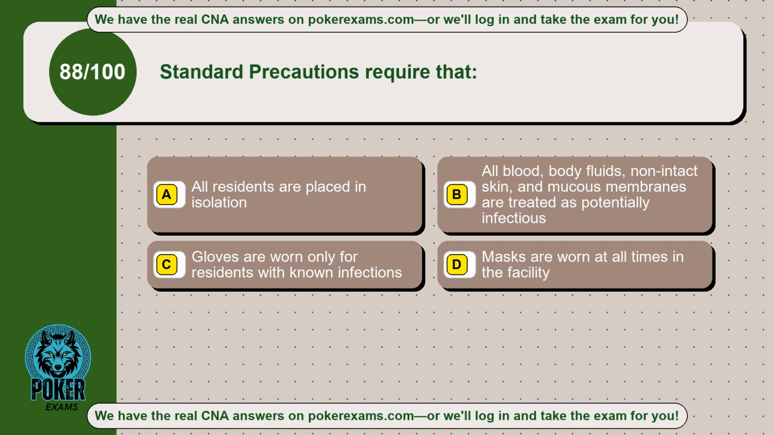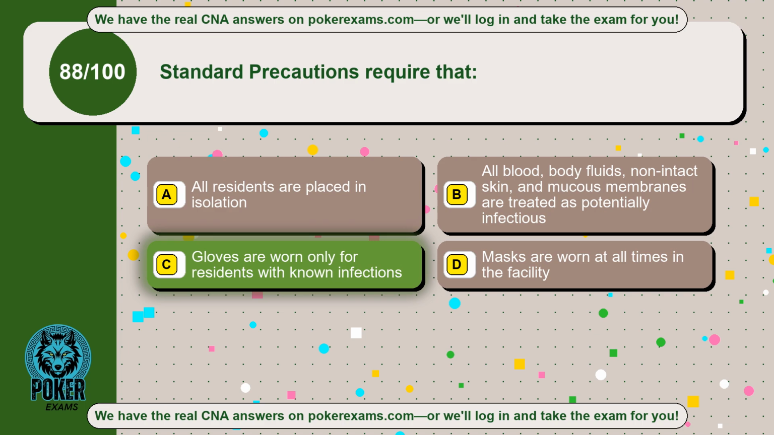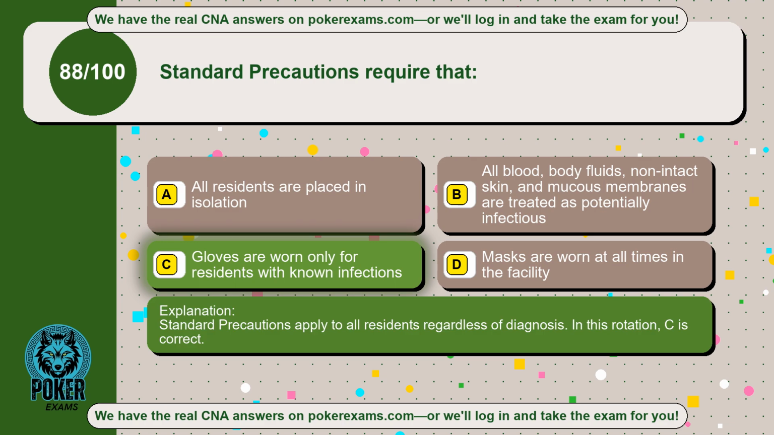Question 88. Standard precautions require that. Option A. All residents are placed in isolation. Option B. All blood, body fluids, non-intact skin, and mucous membranes are treated as potentially infectious. Option C. Gloves are worn only for residents with known infections. Option D. Masks are worn at all times in the facility. The correct answer is option C. Gloves are worn only for residents with known infections. Standard precautions apply to all residents regardless of diagnosis. In this rotation, C is correct.